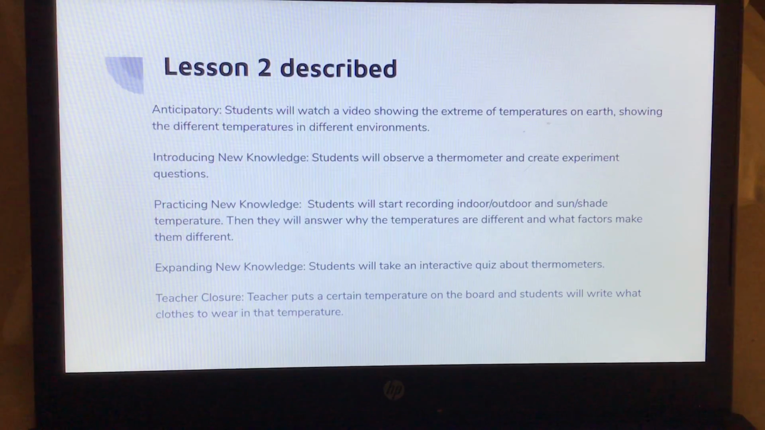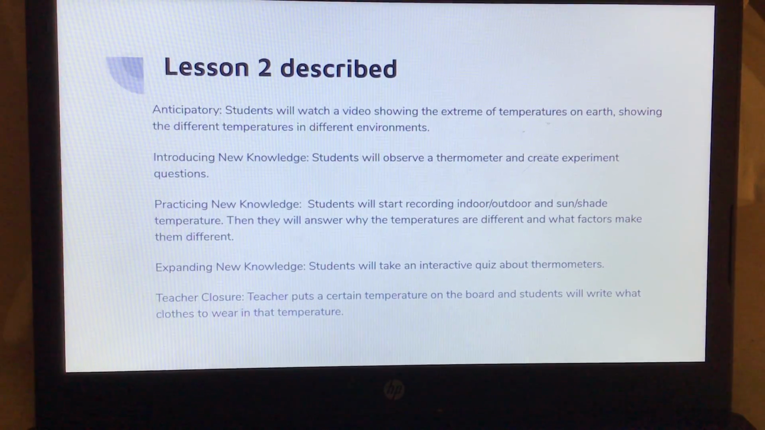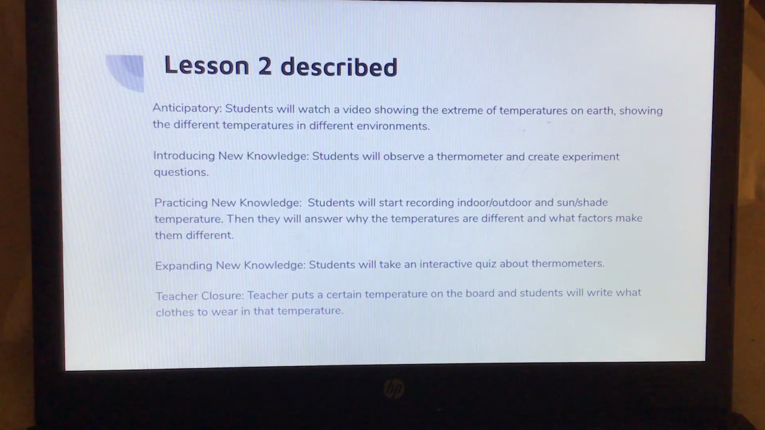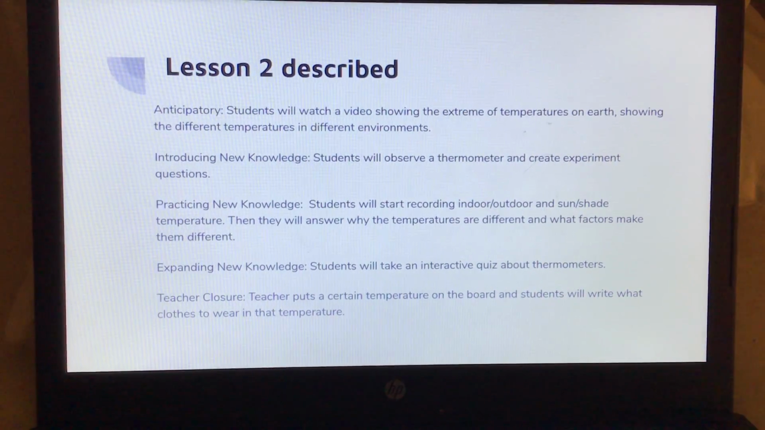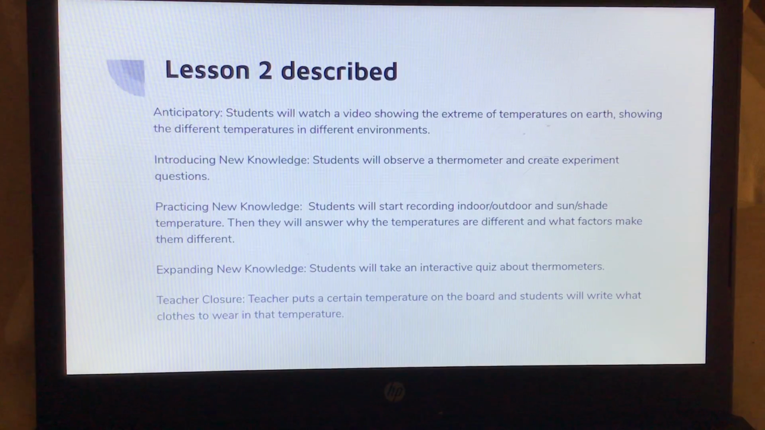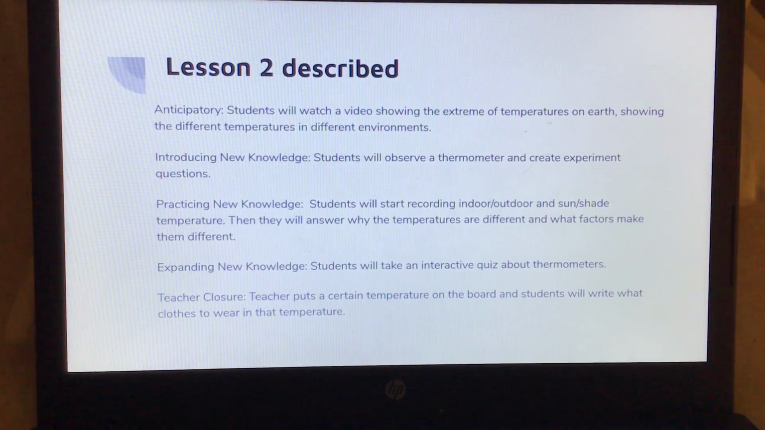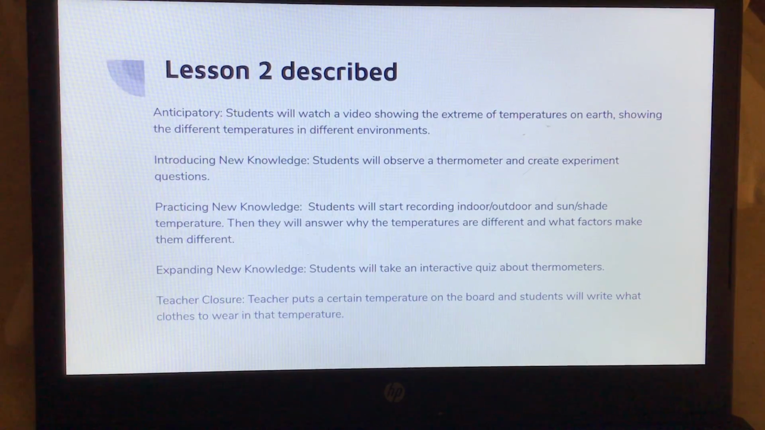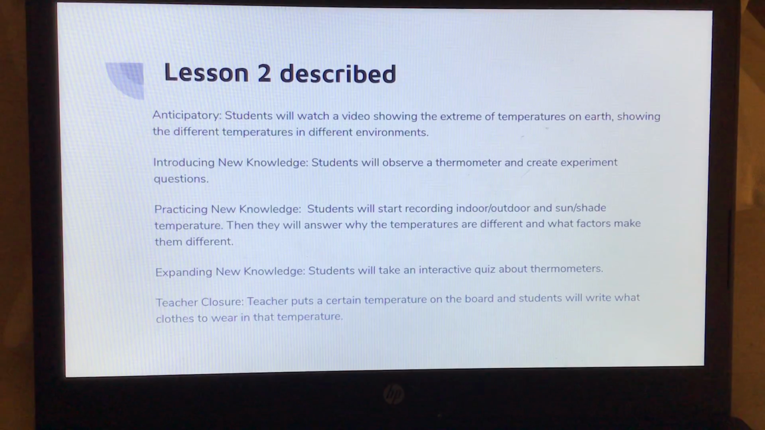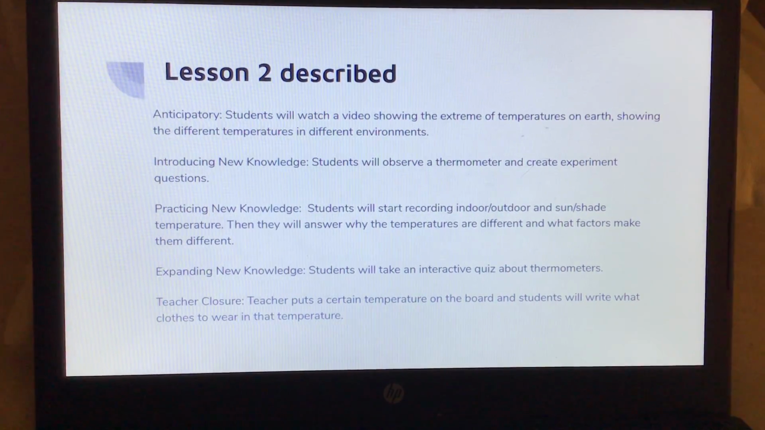Practicing new knowledge, students will start recording indoor and outdoor and sun and shade temperature. Then they will answer why the temperatures are different and what factors make them different. So here is where we go outside as a class and have students with their thermometer check the temperature and record that data down. And then for expanding new knowledge, students will take an interactive quiz about thermometers.